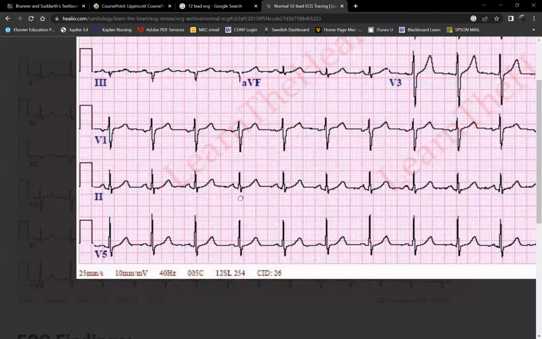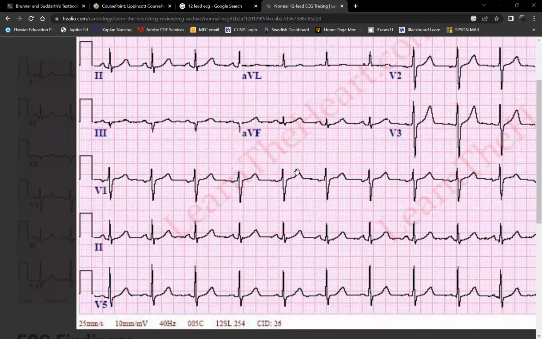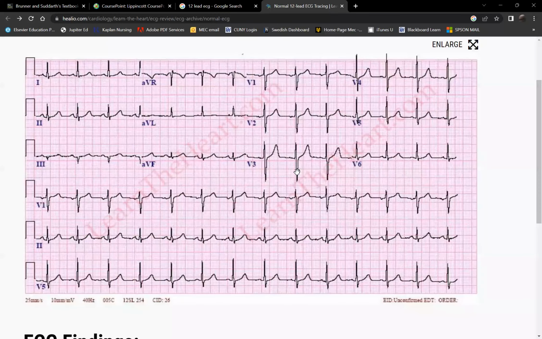Okay, so you're looking at a 12 lead ECG. You'll see here there's 1, 2, 3, V1, V2, V3. Should say V3. And then we've got AVR, AVL, AVF, V1, 2, 3, 4, 5, 6. So 1, 2, 3, AVR, AVL, AVF, V1, 2, 3, 4, 5, 6. How many leads are there?